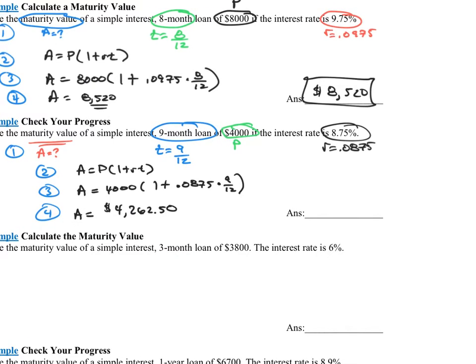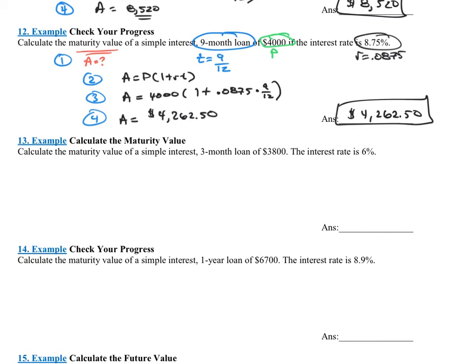Is that amount realistic? Certainly. I loaned $4,000. I owe back just a little bit more than that. So that amount makes perfect sense to me. Let's go on to example 13. Calculate the maturity value of a simple interest 3-month loan of $3,800.